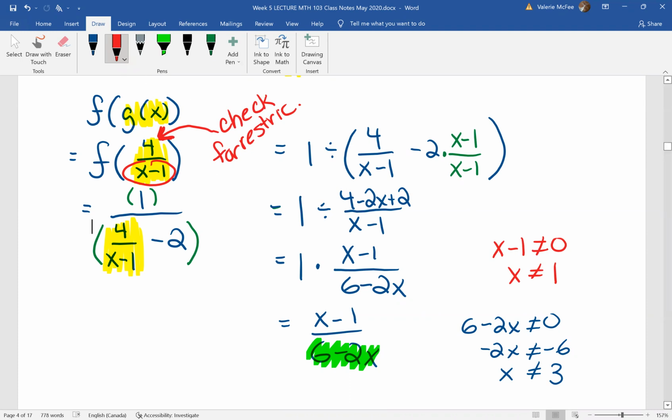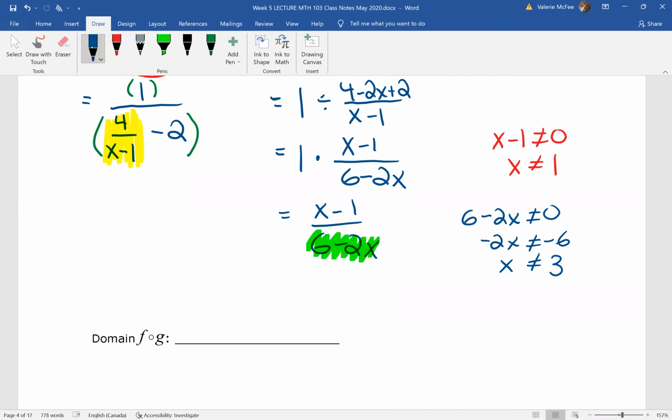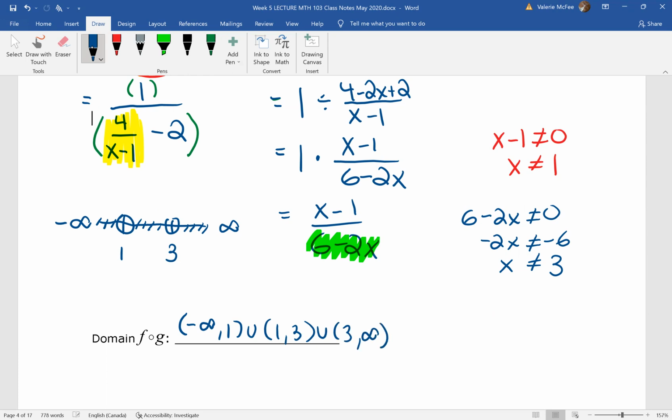So we have two restrictions, and if we put those on a number line, 1 and 3, I can see that I have 3 intervals. From negative infinity to 1, from 1 to 3, and from 3 to infinity. So you need to check in 2 places, at the end and the beginning.